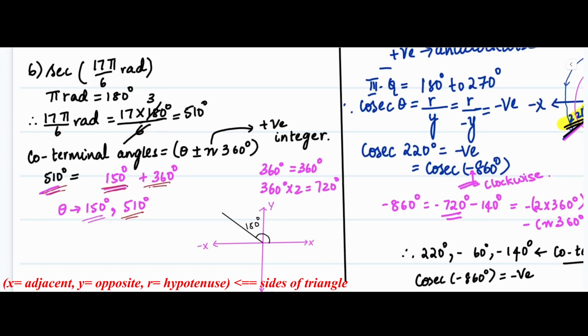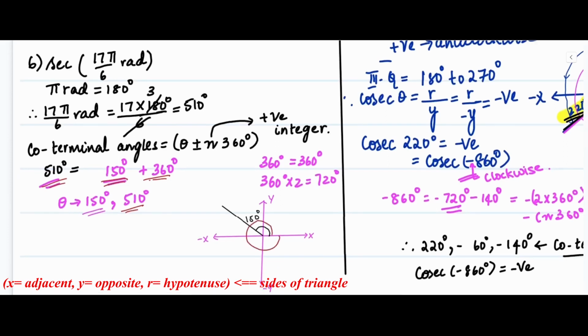It is going in an anti-clockwise direction. So after completing one full 360 degrees, it is making an extra 150 degrees to make 510 degrees. So both 510 degrees and 150 degrees have the same terminal side.